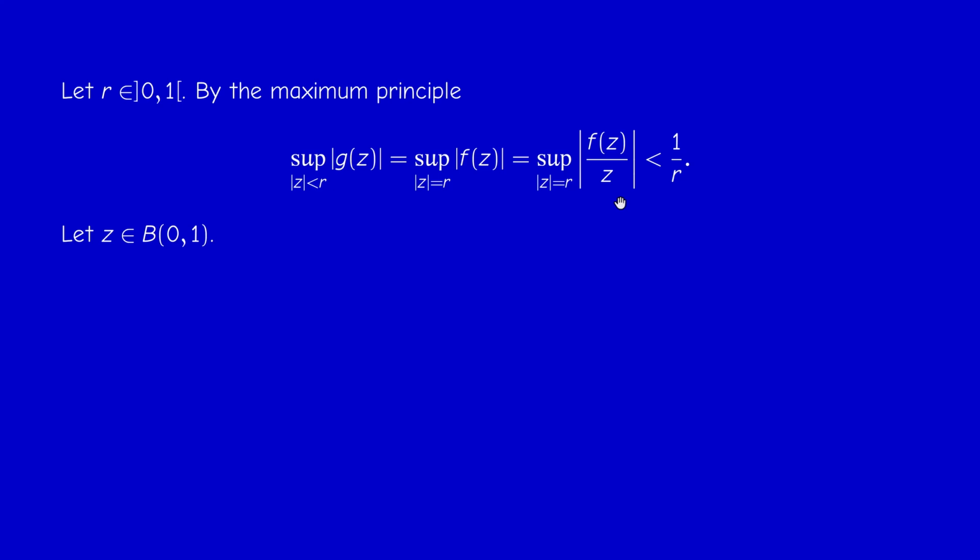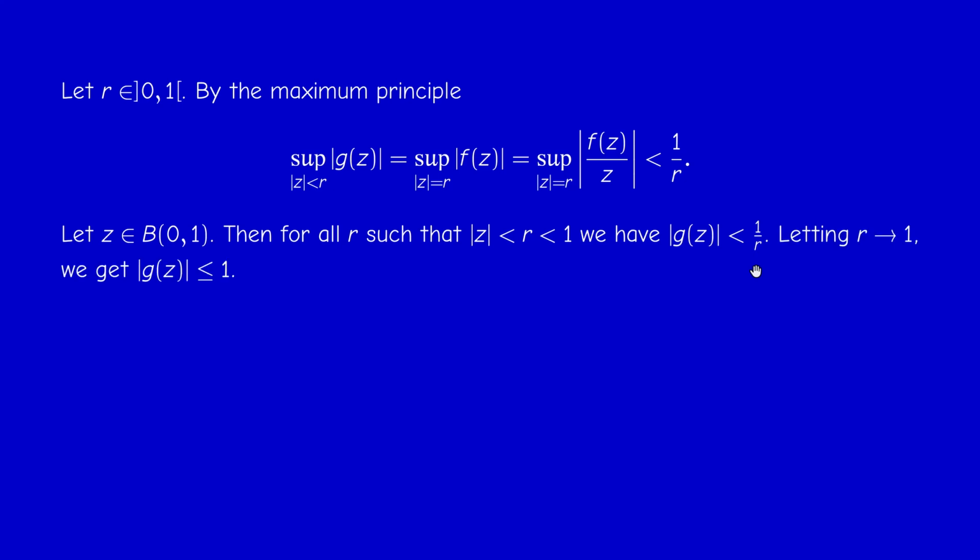If now z is in the open disk, then for any r between modulus of z and 1, according to what we said, we have modulus of g of z less than 1 over r. And this is true for any r. So if I let r tend to 1, I get at the limit modulus of g of z less or equal than 1. And that's it. But g of z is f of z over z, so modulus of f of z is less than the modulus of z.